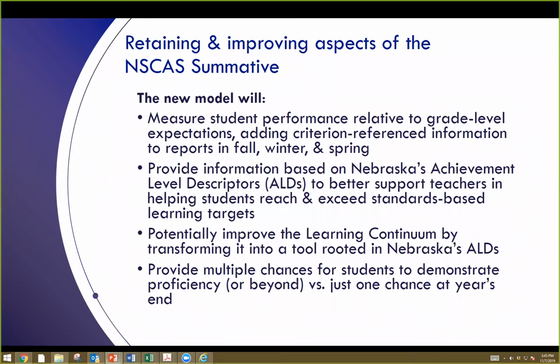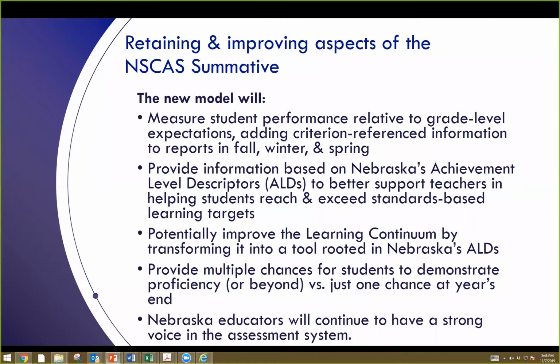And like I said before, we're going to provide multiple chances for students to demonstrate proficiency or beyond. So it's not just one opportunity at the end of the year. They're going to have multiple opportunities to shine, to show us what they know and how they've grown throughout the year. And that will help us determine overall proficiency. The other thing that I'll mention is Nebraska educators have long had a strong voice in our assessment system. That's not going to change when we move to this adaptive through-year model. They're going to continue to have a strong voice in what we do.